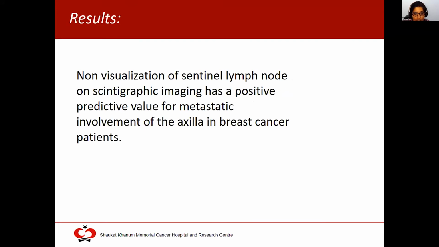Hence, it is proven that the non-visualization of sentinel lymph node on scintigraphic imaging has a positive predictive value for metastatic involvement of the axilla in breast cancer patients. And this proves that sentinel lymph node scintigraphy is very helpful in determining whether the axillary lymph nodes are involved in cancer or not.